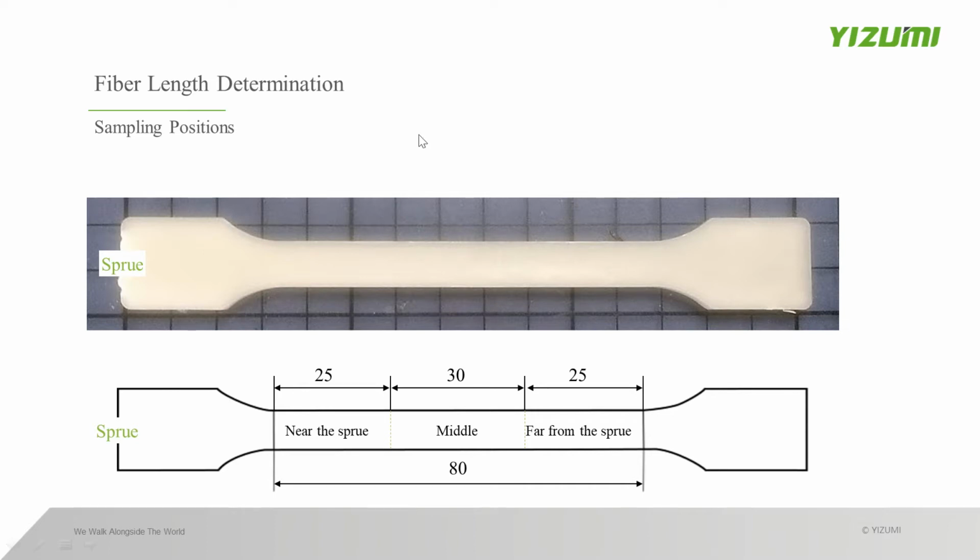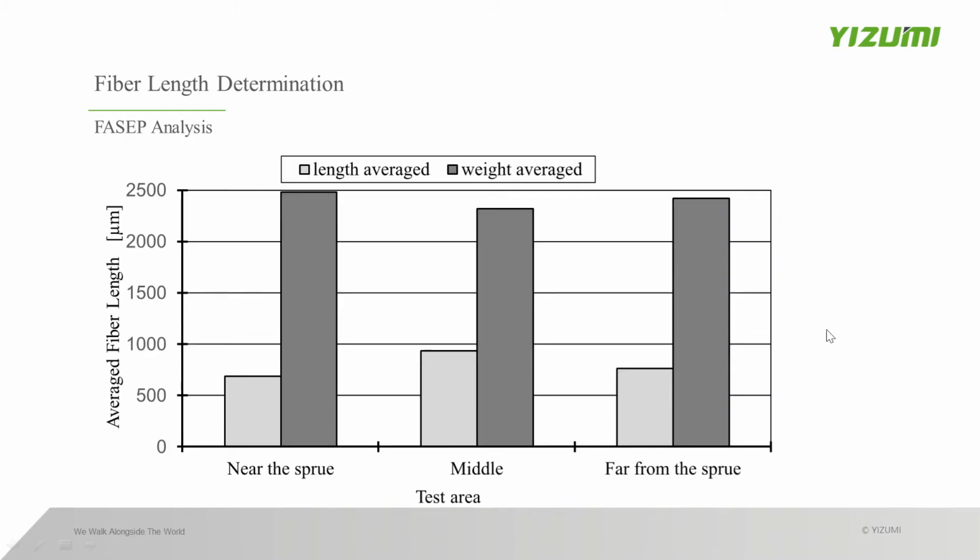What we do is we will choose 3 different positions from the sample. The first one is near to the screw here. You can see the structure here. And the middle and far from the screw, because we want to know whether in the different positions the glass fiber length is different or the same. And here you can see after the analysis, we can get the length of fiber at the different positions. We can calculate the length average and the width average.